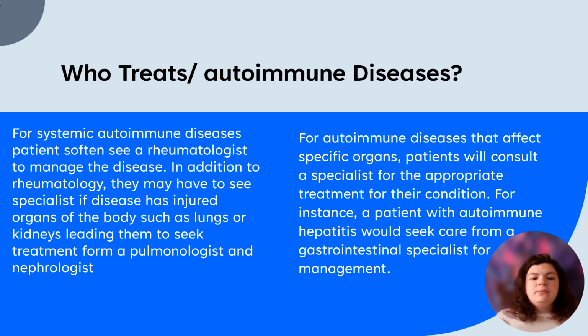For systemic autoimmune diseases, patients often see a rheumatologist who manages the disease. In addition to rheumatology, they may have to see other specialists if the disease has injured organs of the body, such as the lungs or kidneys, leading them to seek treatment from a pulmonologist and nephrologist. This is common with systemic lupus, as the symptoms affect your whole body, and it can also target your liver. And if the organ is damaged, you would have to see a specialist. For autoimmune diseases that affect specific organs, patients will consult a specialist for the appropriate treatment for their condition. For instance, a patient with autoimmune hepatitis would seek care from a gastrointestinal specialist for management.